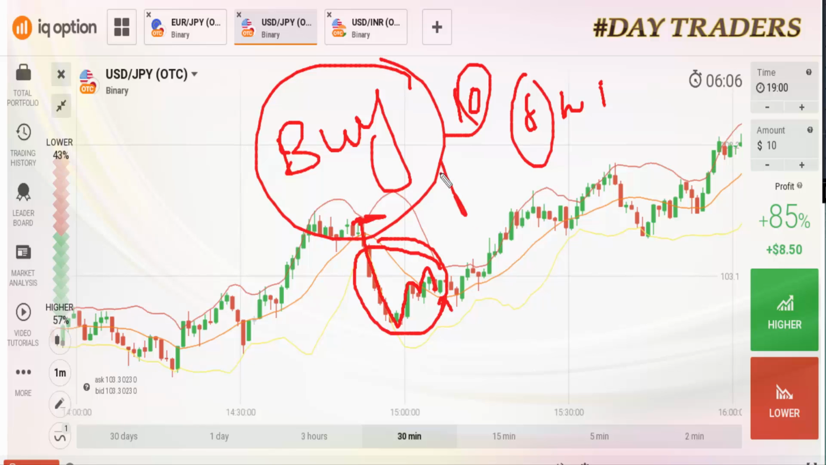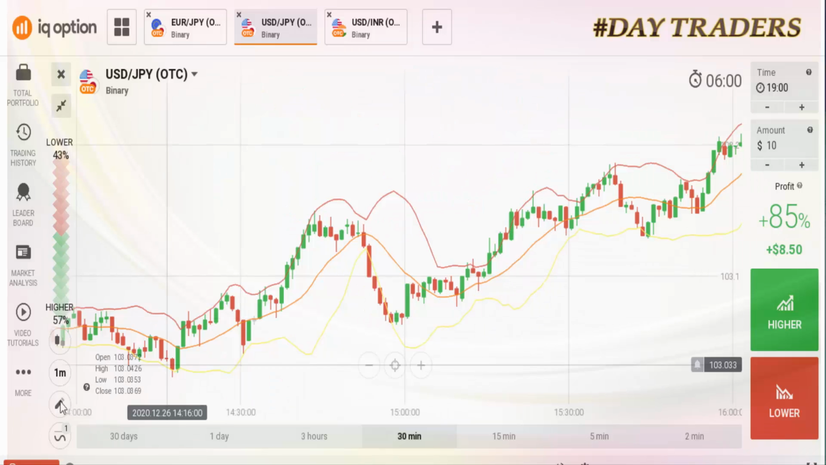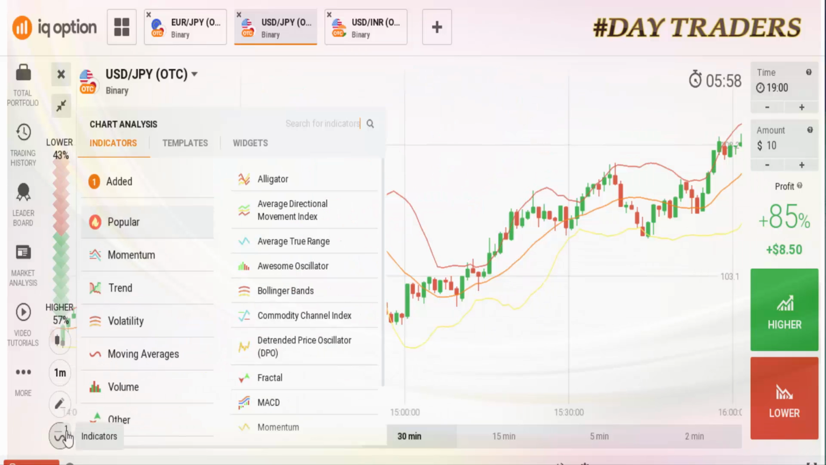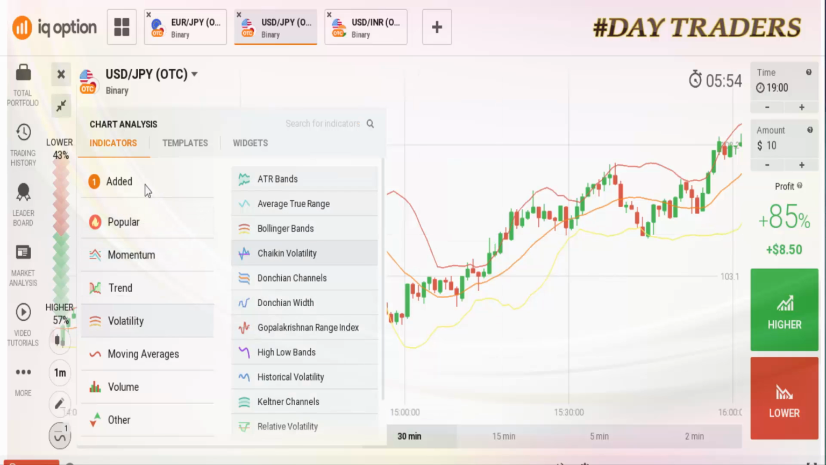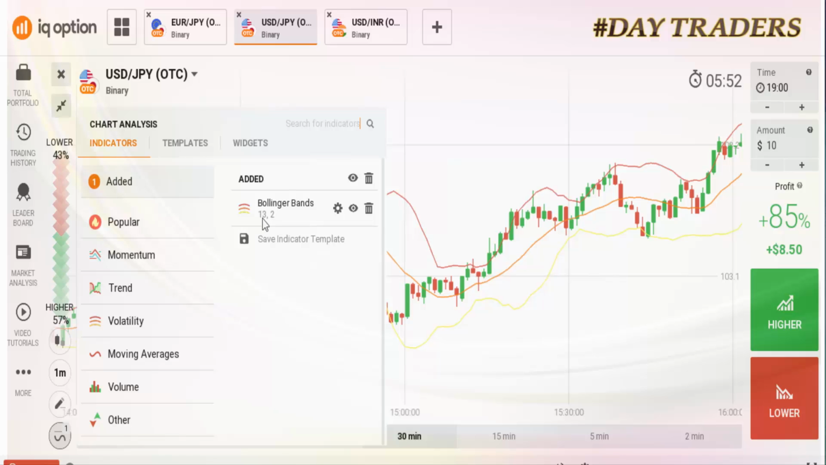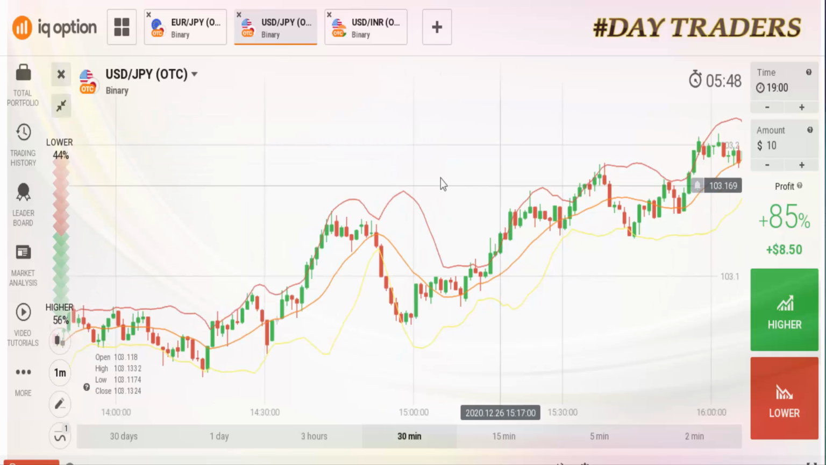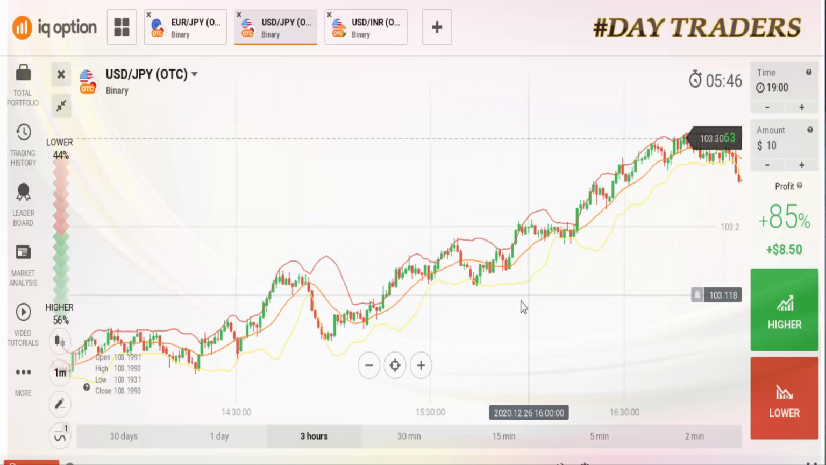Bollinger Band. Okay, you can choose the 13 line and, okay, Bollinger Band, you can use the 13 to apply on the market. You can trade the middle of the Bollinger Band.